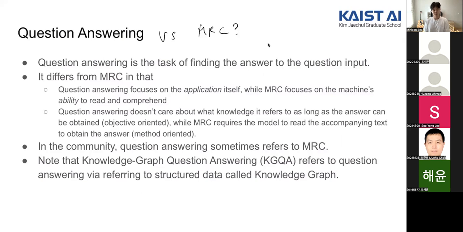You can also think of it as question answering not caring what knowledge it refers to, as long as the answer can be obtained. So it's really objective oriented, not object, by the way. Object oriented is a programming paradigm. Here, objective oriented. While MRC requires the model to read the accompanying text to obtain the answer. So it's more method oriented, or you're more interested in the internal or inherent ability than its actual performance or accuracy. But in the community, question answering sometimes refers to MRC. So it's very confusing. And note that knowledge graph question answering refers to question answering by referring to structured data called a knowledge graph. So it's also something a bit different from MRC or just plain question answering.